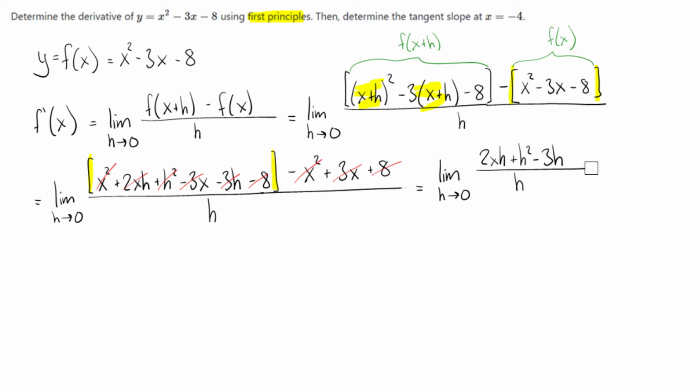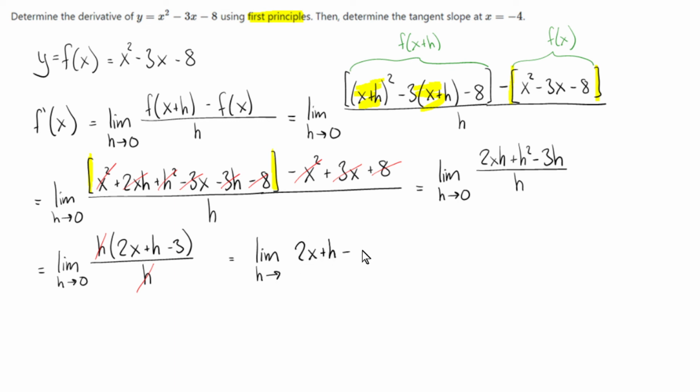Now we see that in the numerator we have a trinomial where we can factor out a greatest common factor. The greatest common factor is going to be h. So let's do that. So we have the limit as h goes to 0. We factor out an h, and then we're left with 2x plus h minus 3, over h. And now we can see that this h in the numerator cancels against this h in the denominator. So we're now left with the limit as h goes to 0 of 2x plus h minus 3.